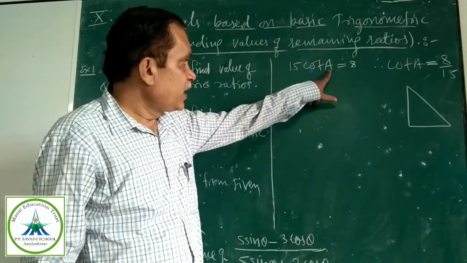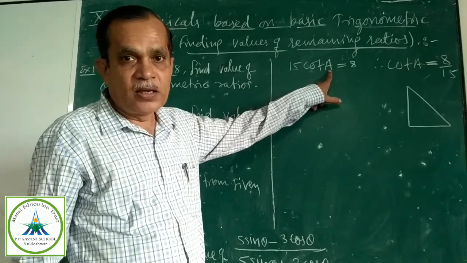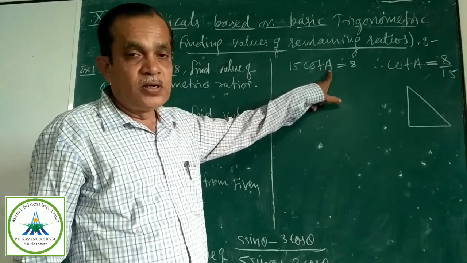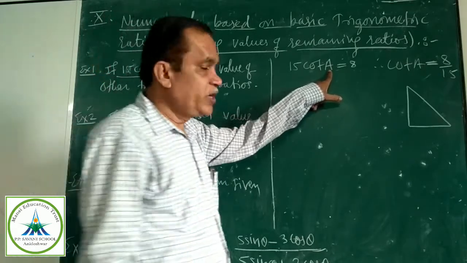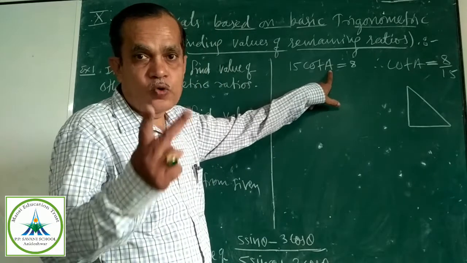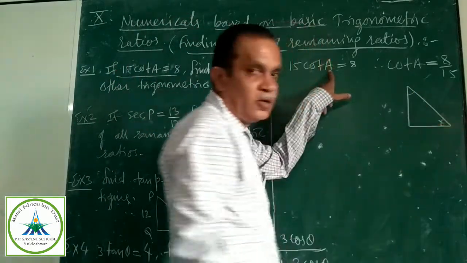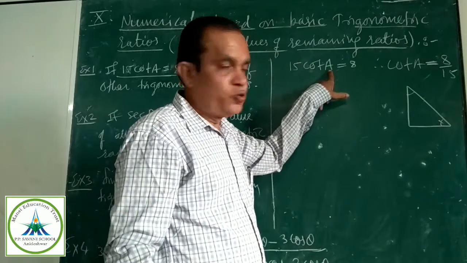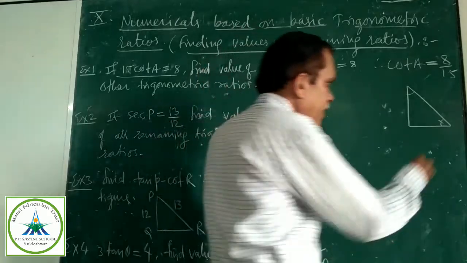Here A is the name of the angle. Is this the right angle? No, this is an acute angle. We know in a right triangle there are two acute angles, one acute angle and the second acute angle. It is up to me: should I give this A or this A? I'll give this A.